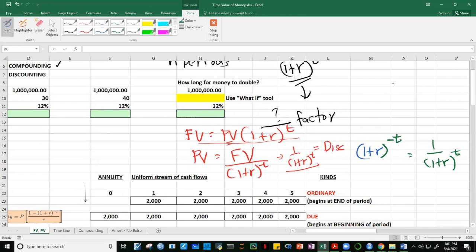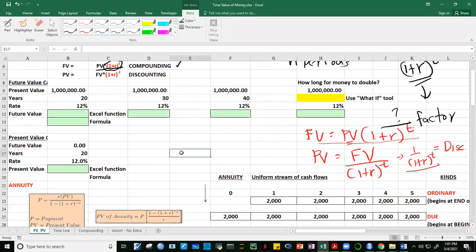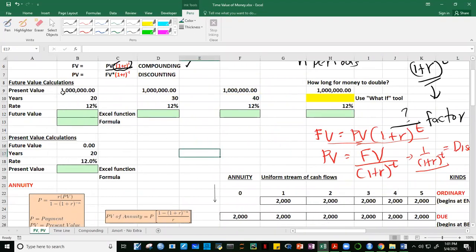Okay, so in this session, we most probably will be able to finish this by next meeting before we go to the next lesson, which is risk and return. But I believe that we can accomplish this because we're going to use Excel all throughout. So let's suppose we're given this example. The present value, we have 1 million now. The question is how much will this be 20 years down the road if the rate of return is 12%. So in this scenario, we're actually looking for the future value, because we're given the present value.